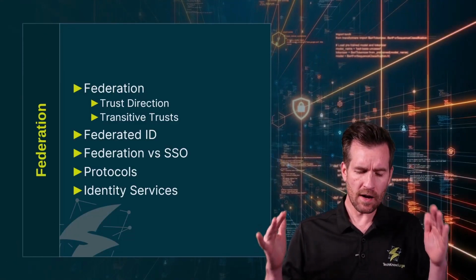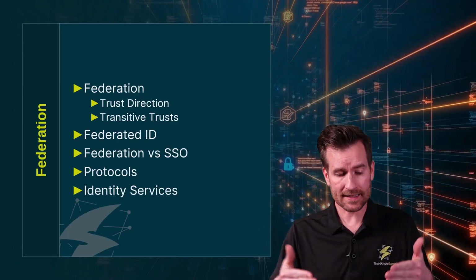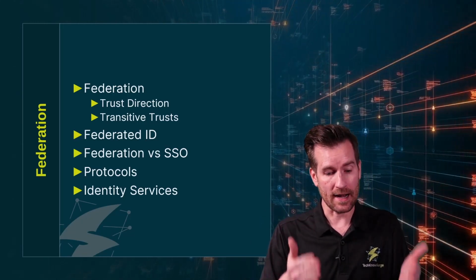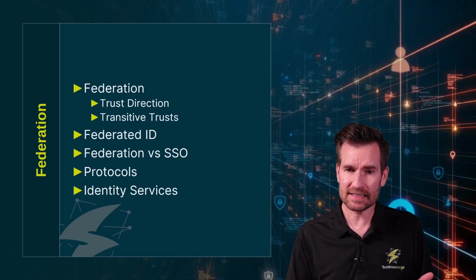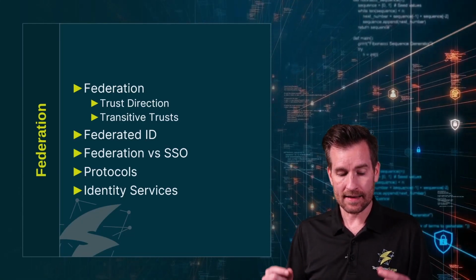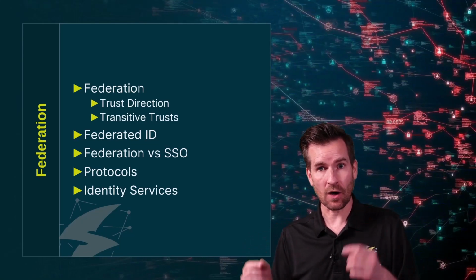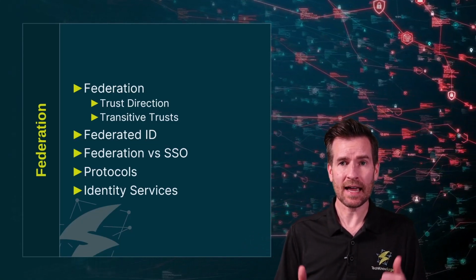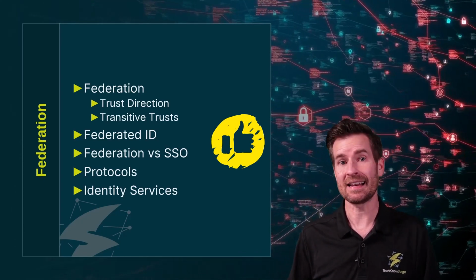In this video, we went over what federation is. We talked about trust, we talked about trust direction, we talked about what a transitive and non-transitive trust is. We got into federated ID, what that looks like. We got into federation versus SSO and how those two are different. We talked about some protocols, and we finished it up by talking about identity services.